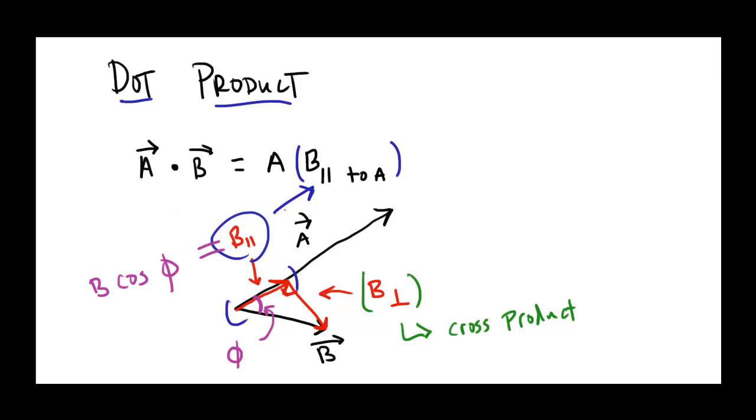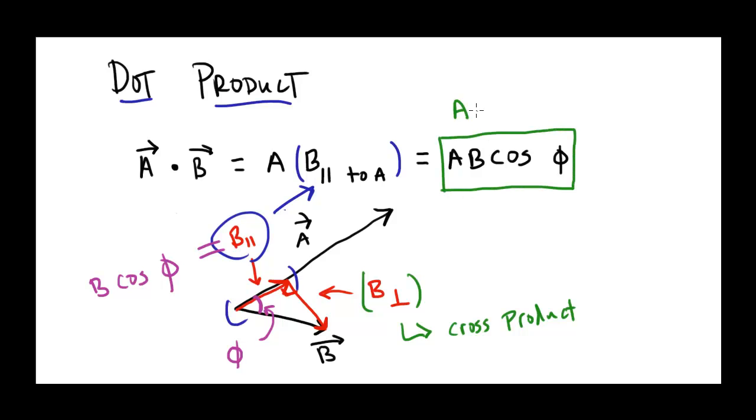And so another way of writing A dot B, and the way that we're usually going to write it, is you take A, you multiply it by B, and then you multiply it by the cosine of the angle phi between A and B. And this is typically the way we write A dot B. A dot B is equal to AB cosine theta.